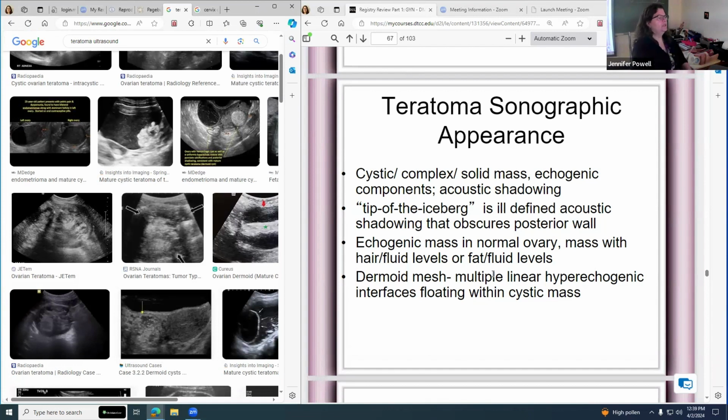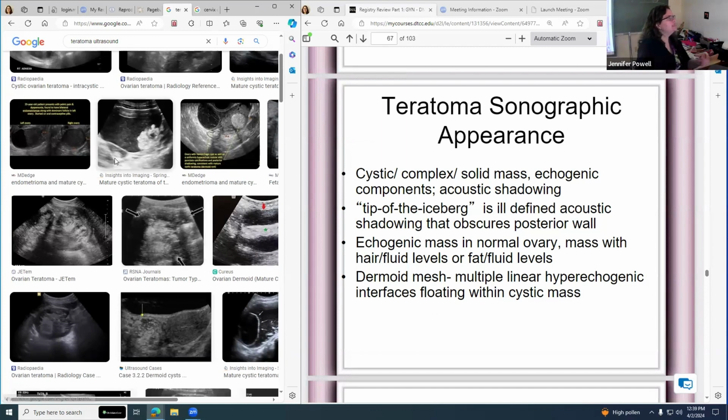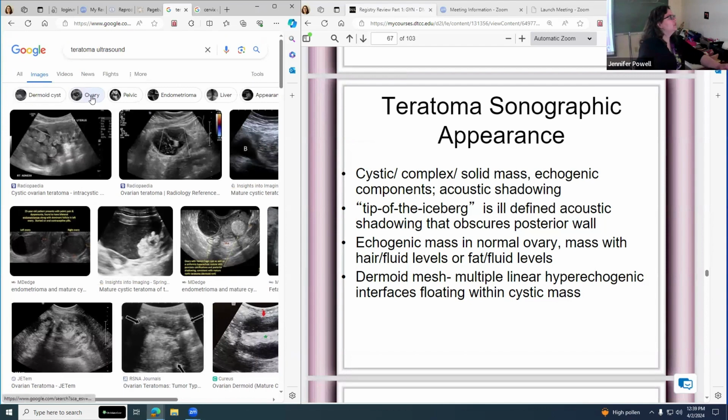Echogenic mass within the normal ovary, mass with hair/fluid levels or fat/fluid levels. It can also look like what's called dermoid mesh, and that comes from the hair. Multiple linear hyperechogenic interfaces floating within a cystic mass. So let's see what that looks like. It could also have these blobs.